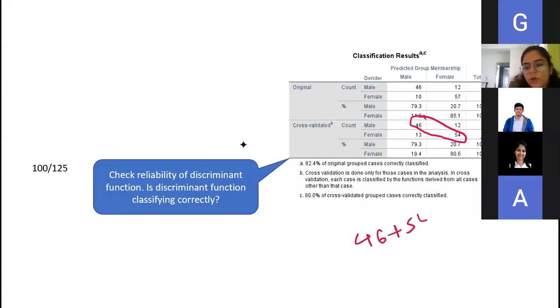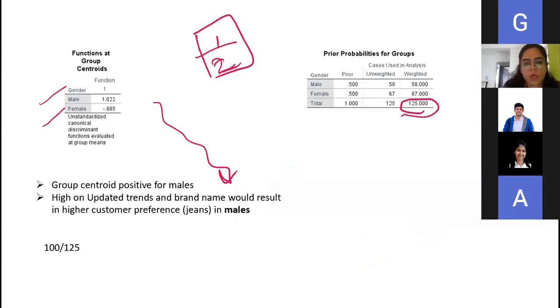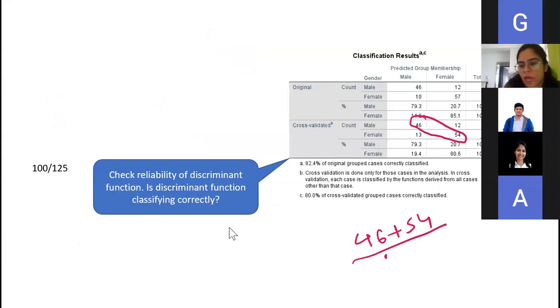So what is the hit ratio? 46 plus 54, and what were the total number of cases? What is the total number of respondents I have? Total number of respondents is 125. So if you have to calculate the hit ratio, or say accuracy, it is 46 plus 54 divided by 125, which gives what percentage?